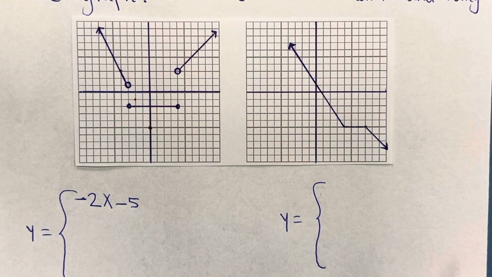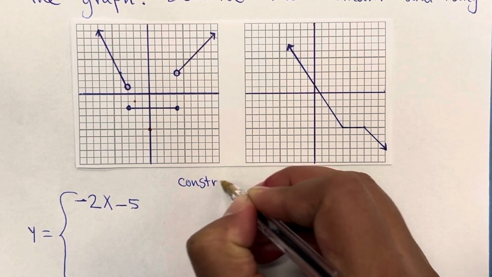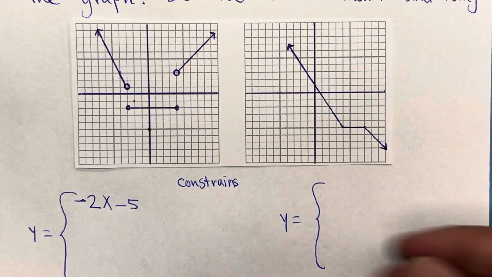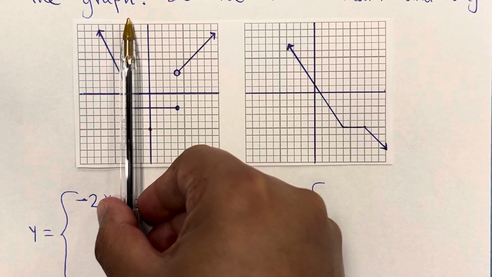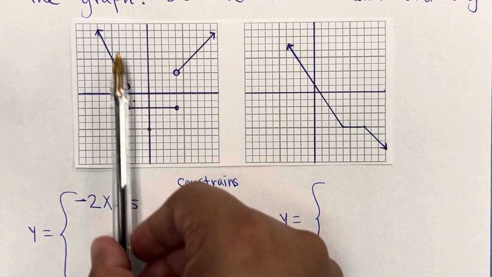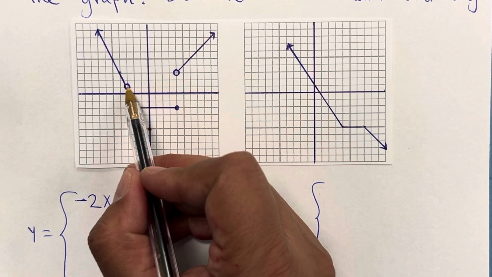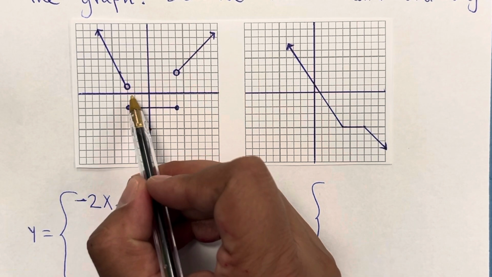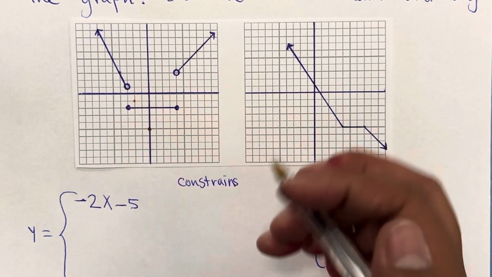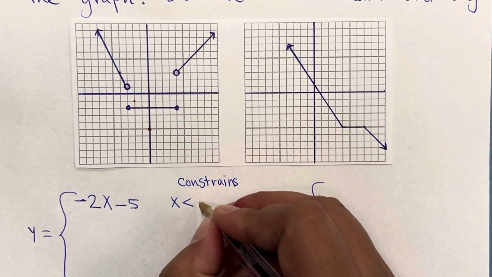However, we have some constraints. What are the constraints here? This graph, if you notice, is only from this value of x to the left. That's where the line is. Looking at this circle, we know that it's not included because it's open, and we count -1, 2, 3. So it's -3. So x is less than -3.